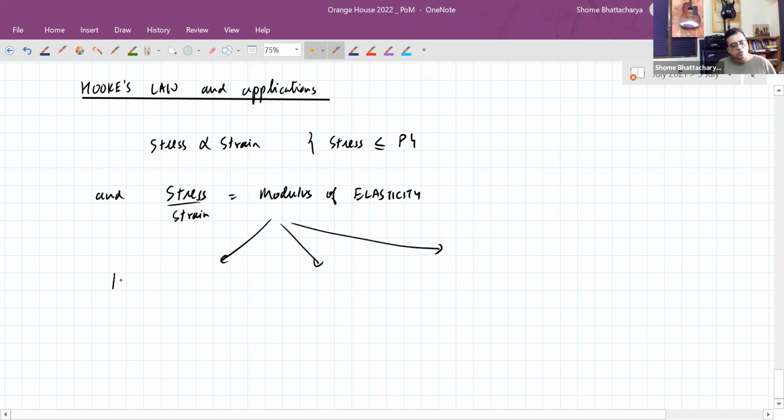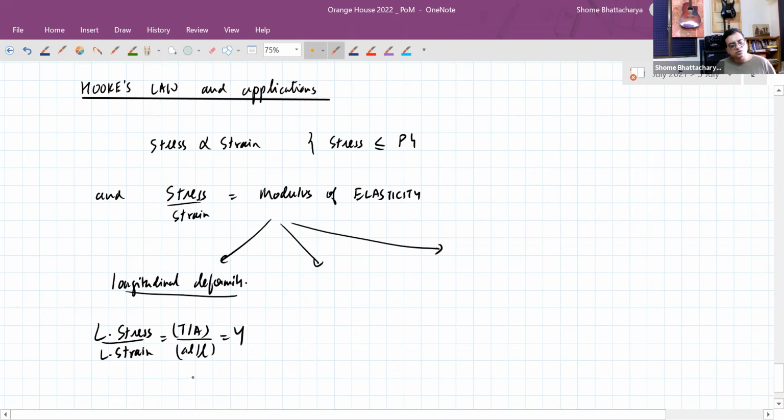For longitudinal deformity, we have the ratio of longitudinal stress to longitudinal strain, which can be written as tension per unit area divided by fractional change in length. This is given by a modulus called Young's modulus of elasticity, which is a material property.